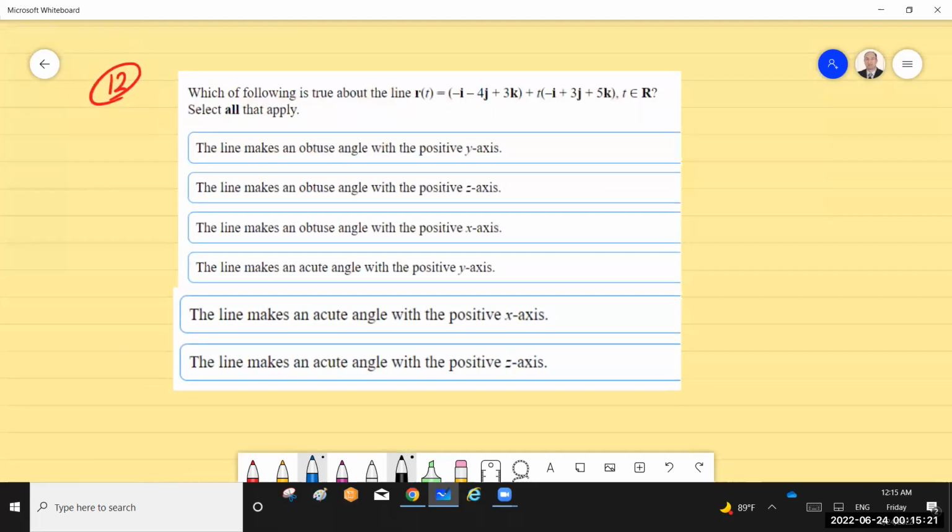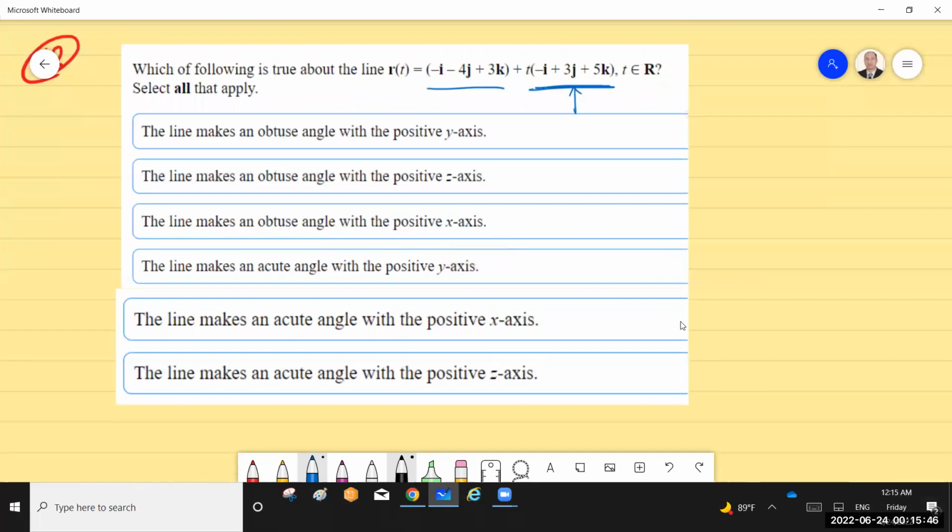Okay, question number 12. Which of the following is true about the line? This line now, this is a given point. As I told you, the coefficient of the parameter, or the vector multiplied with the parameter, is called the direction vector of the line. The question now: the line makes what angle with a positive direction? Look at the coefficient of the direction vector here, negative i plus 3j plus 5k. The coefficient of i is negative, which means this line makes an obtuse angle with the positive direction of the x-axis.